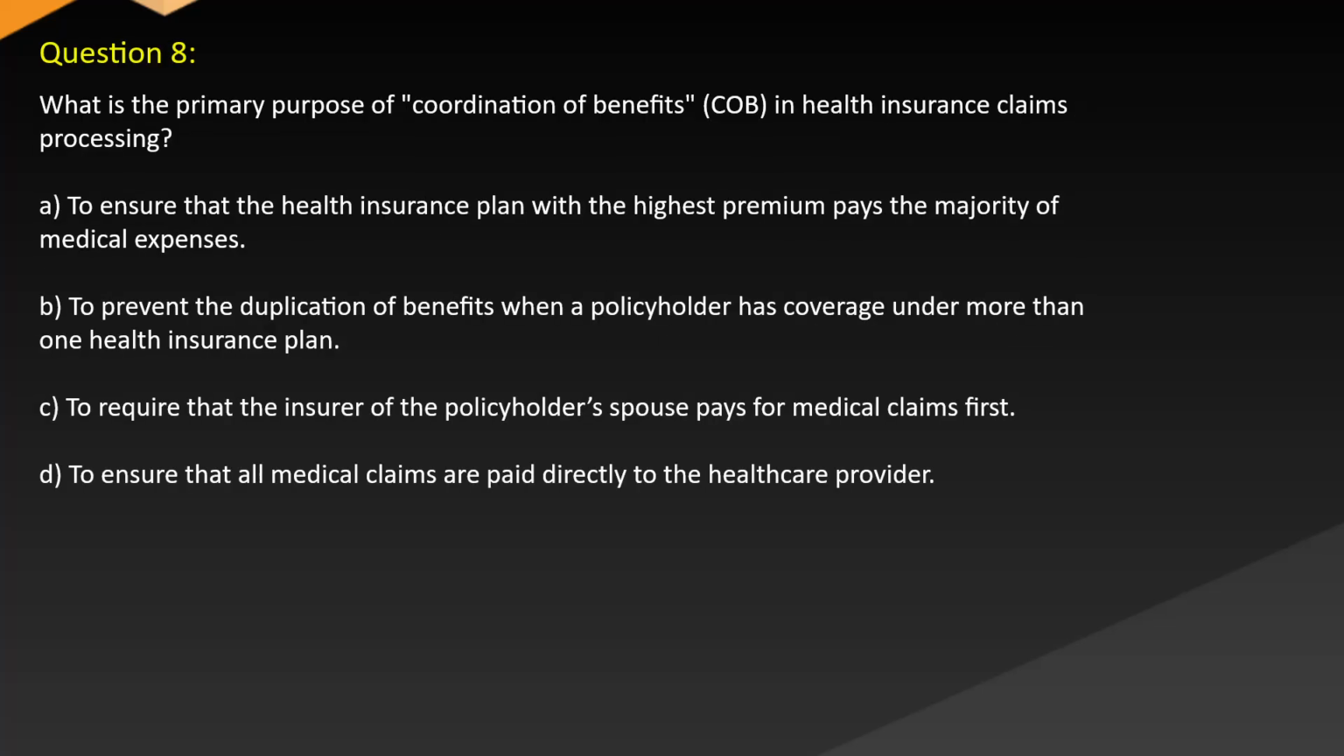Question 8. What is the primary purpose of coordination of benefits (COB) in health insurance claims processing? A. To ensure that the health insurance plan with the highest premium pays the majority of medical expenses. B. To prevent the duplication of benefits when a policyholder has coverage under more than one health insurance plan. C. To require that the insurer of the policyholder's spouse pays for medical claims first. D. To ensure that all medical claims are paid directly to the healthcare provider.